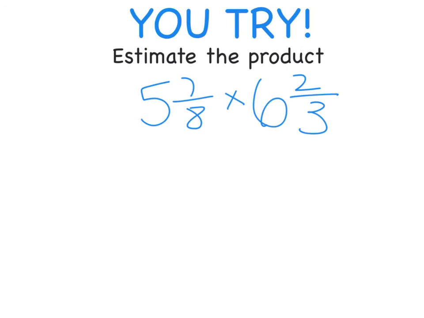I want you to try this one on your own. This is a little bit messy, but it should be 5 7/8 times 6 2/3. If you need to go back to the slide really quick where I talk about the 3 different types of problems and what to do, that might be a good idea. We want you to estimate this product, show your work, and bring it with you tomorrow. Good luck!